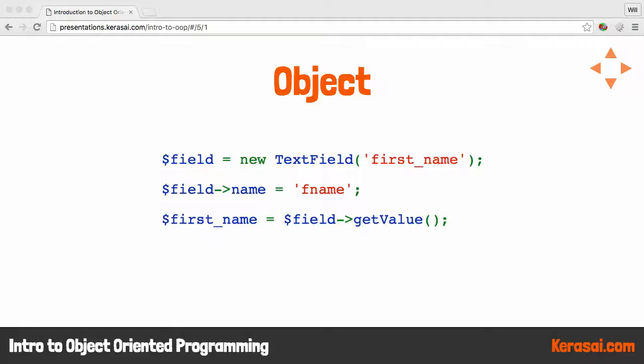In the example here, we can also set the name property to anything we want to. Say we started with the wrong one, we can give it a new one. And then we can also interact with methods on this object by calling them with this type of syntax here, field, arrow, get value. And in that example, it would give us back the post value of fname as submitted to a form. Any questions?